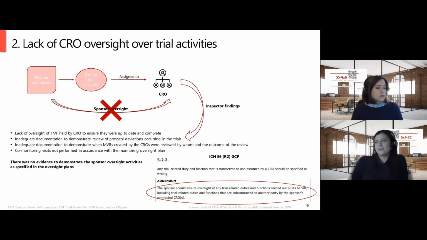Well, if we check ICH E6 on good clinical practice again, under point 5.2.2, it says that the sponsor should ensure oversight of any trial-related duties and functions, whether they are carried out by the sponsor themselves or subcontracted to another party, in this case a CRO.